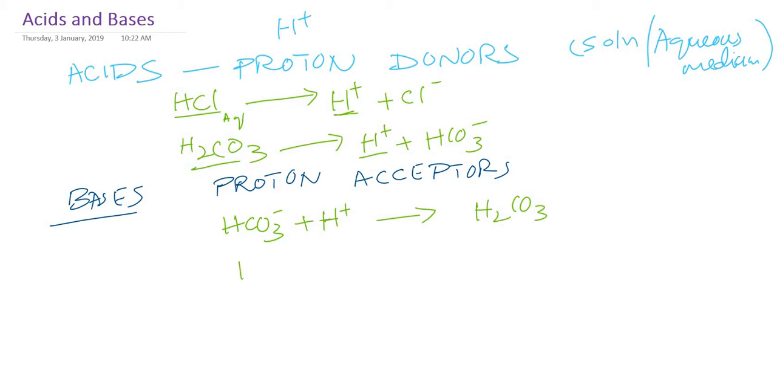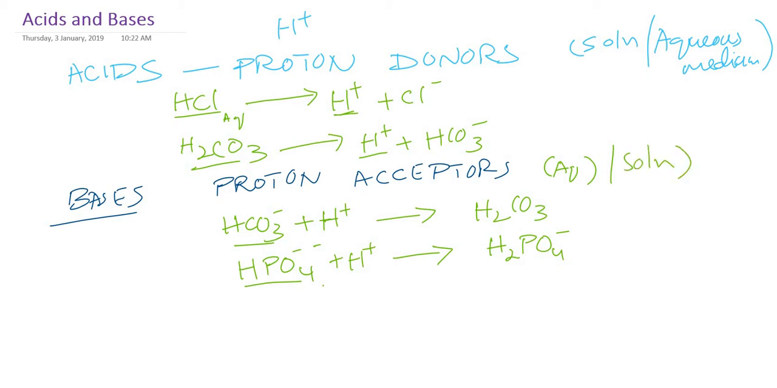Let me write another example. Phosphate is a base. It also has the capacity to accept a hydrogen ion or proton, and in turn it will be converted to an acid, phosphoric acid, H2PO4. So this is an acid, this is a base. So bases are substances which are capable of accepting protons or hydrogen ions in solution, in aqueous medium. So this is about acids and bases.